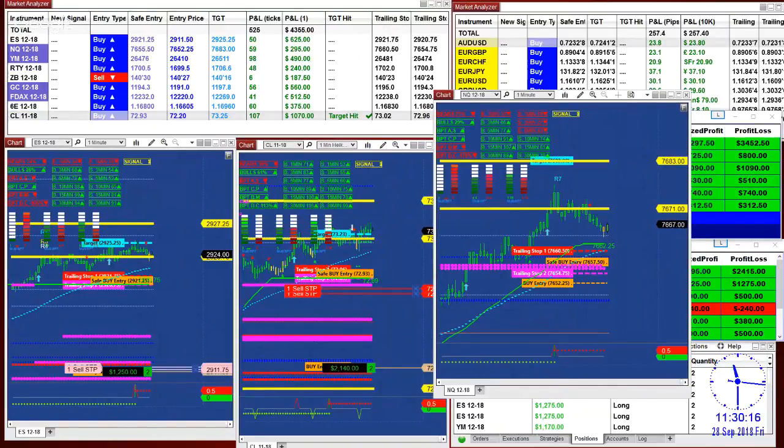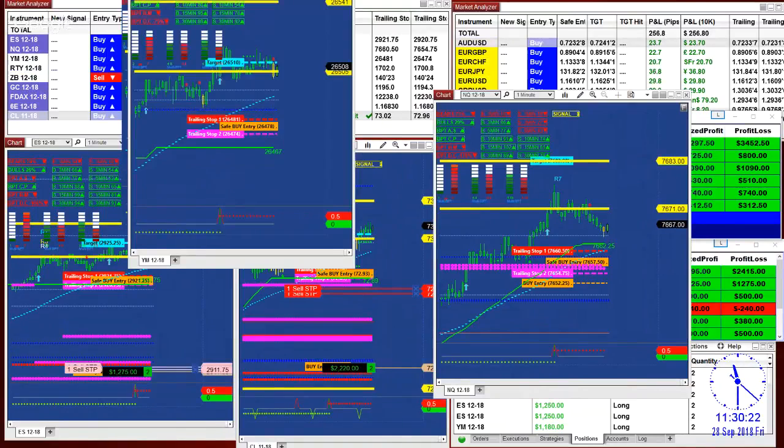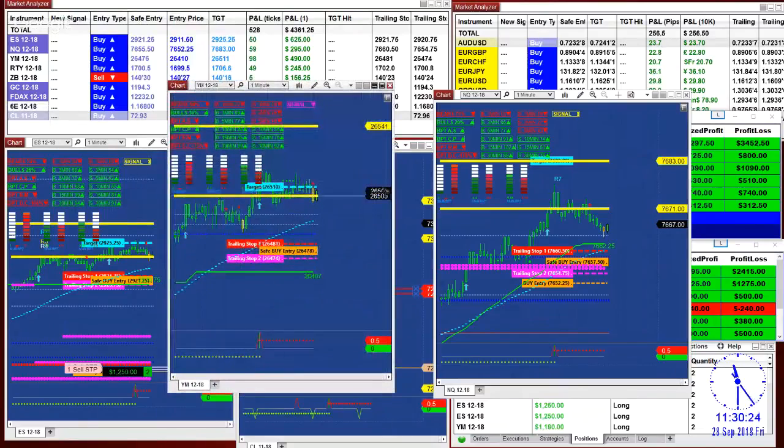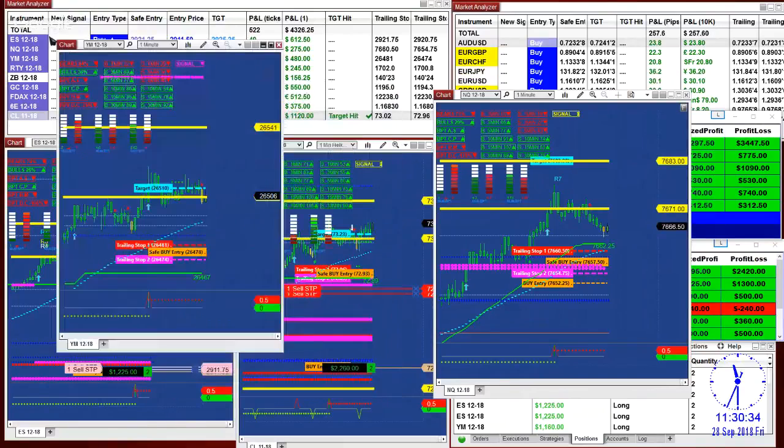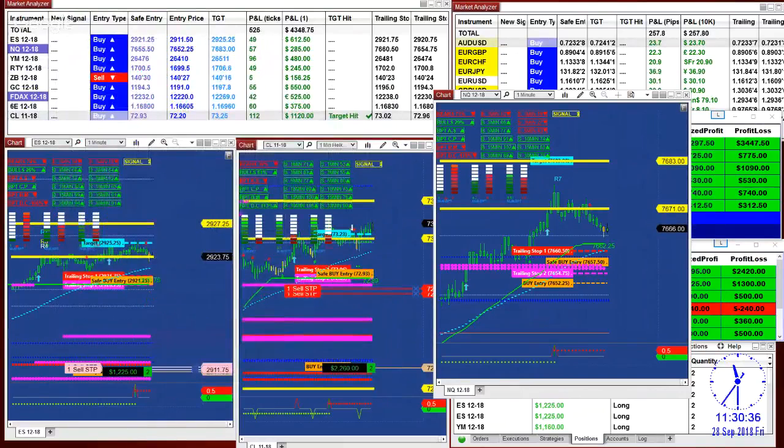YM is sitting right after we hit that. This is beautiful. I mean, right after we hit the target, there is nothing left. Look, after it hits the target, nothing has happened to the YM. So we're waiting on Uncle ES to give us some direction.